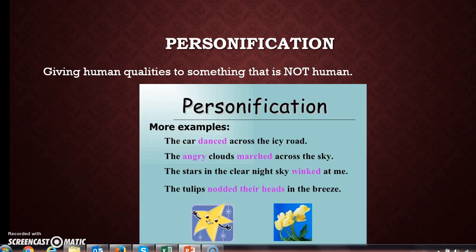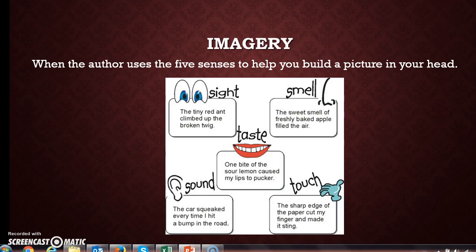Another word that's good to know as we move through this poetry unit is personification. Personification is when the poet gives human qualities to something that is not human. For example, the car danced across the icy road. Now we know that a car can't really dance. It's not doing the samba across the icy road. But when an author uses that, it helps us picture what's going on. So when I read that line, I can actually see that car kind of swerving back and forth across the icy road. So poets use that to help you build a clearer picture in your head of what they're describing.